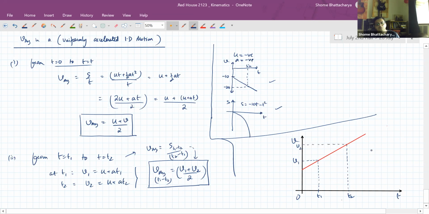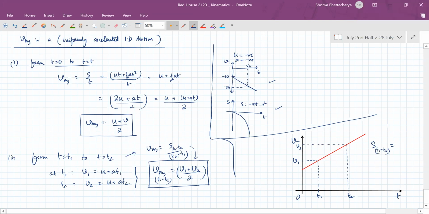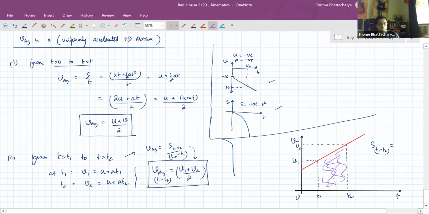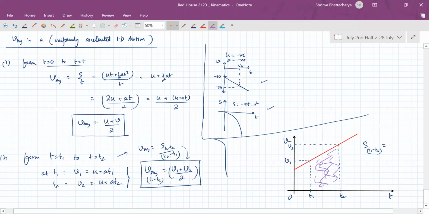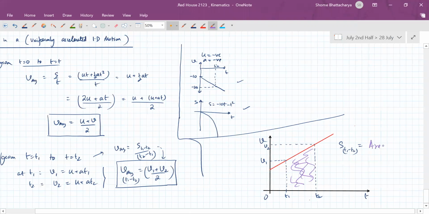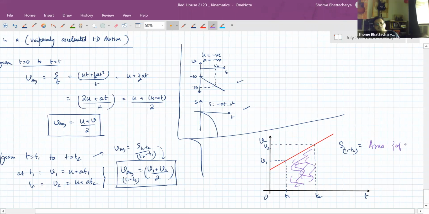So in terms of graph, tell me what is the displacement from time t1 to t2? How will I calculate the displacement from the graph? Will be this area? Area of parallelogram. Trapezium. So I'll have to calculate the area of the trapezium. So area of trapezium, what is the formula? Half into length of parallel sides into height. Yes. So it will be area of trapezium.